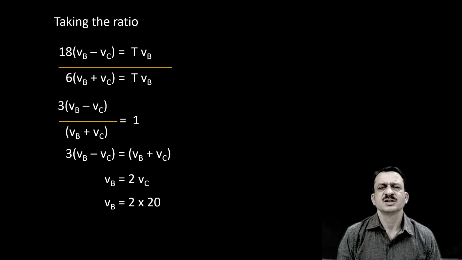Now the velocity of the cyclist is given, it is 20 km per hour. Therefore the velocity of the bus is 2 into 20, it is 40 km per hour. This is the velocity of the bus.